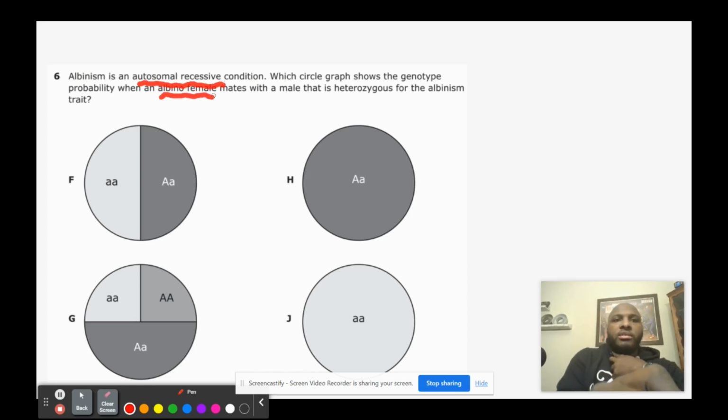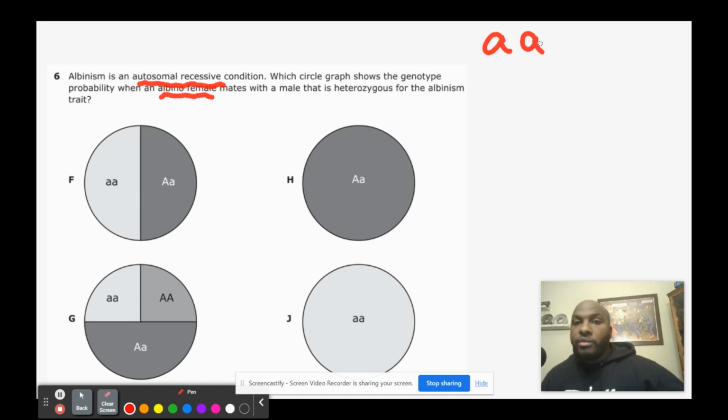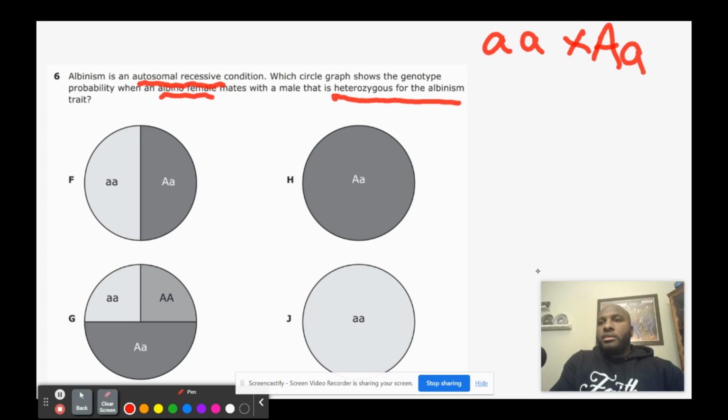So if the female is albino, her genotype is going to be little a, little a. And we know that the male is heterozygous for the albinism trait, which means heterozygous. Anybody got the answer? Different. That's right. Different size letters. So he is going to be big A, little a. Now, if this were me on a test, this is exactly how I would work it. I would look at what I already know in the question. I know what recessive means. I know what heterozygous means. So I know this is their genotype.